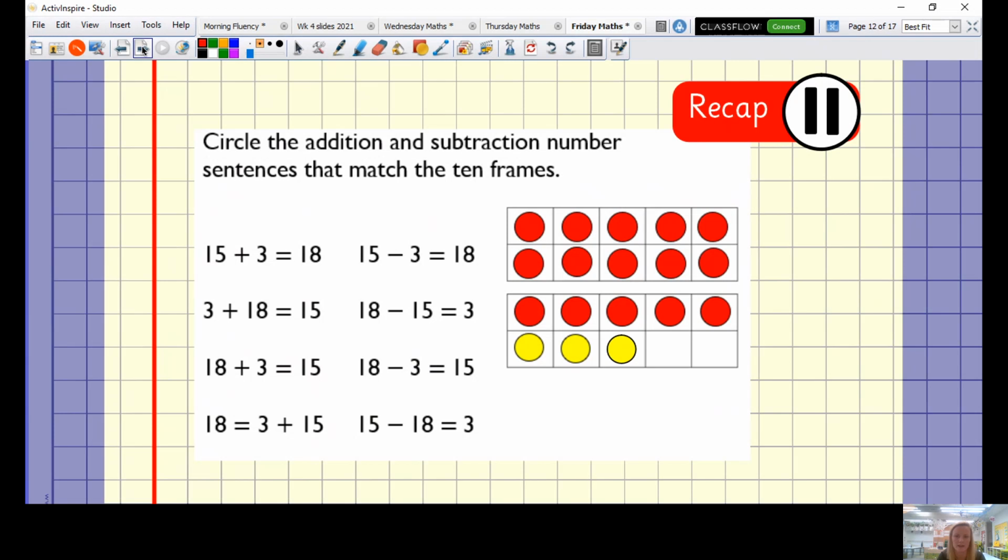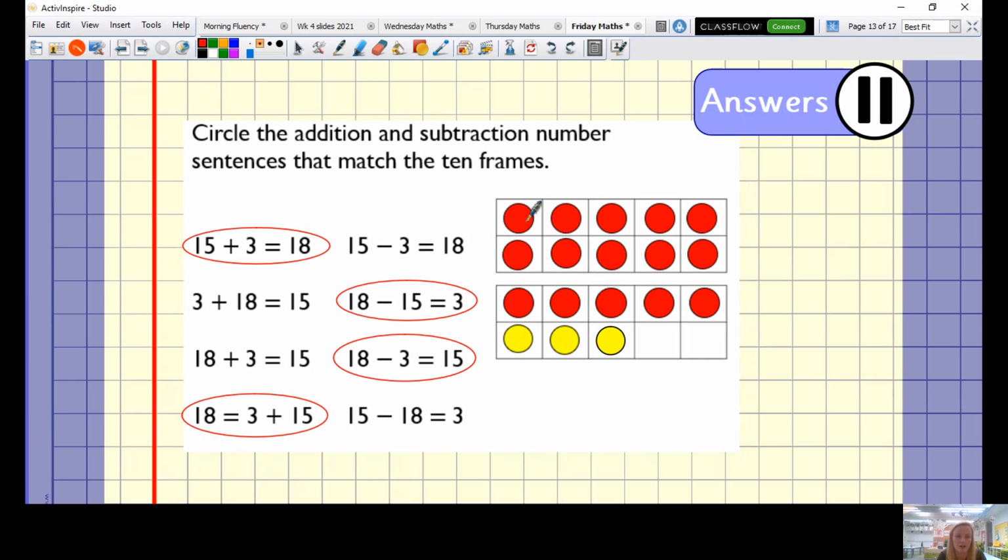Okay, here is a tens or 2 tens frame, and you can see that there are 15 red counters and 3 yellow counters. What I want you to do is look at the additions and subtractions that you see and circle the addition and subtraction number sentence that matches the tens frame. So all you have to do is either write it out on your piece of paper, or if you've print screened the video, you can go through and circle them. Okay, so off you go.